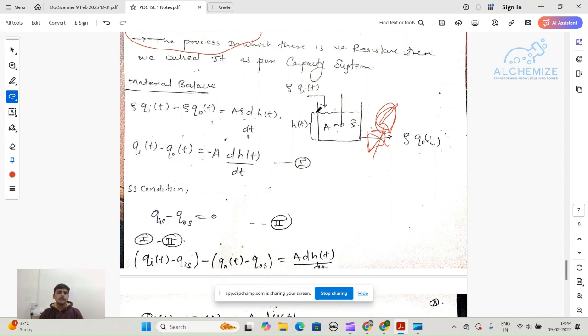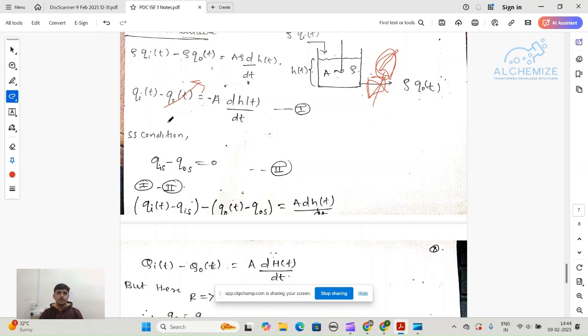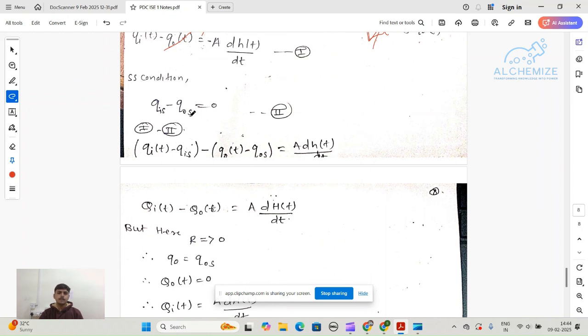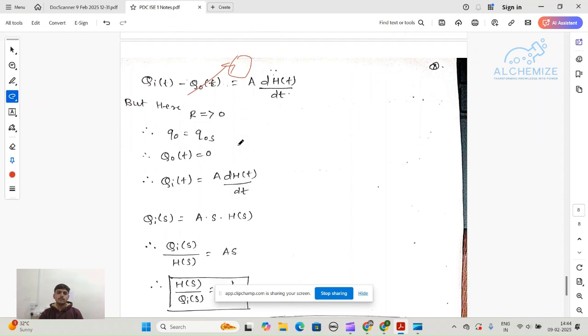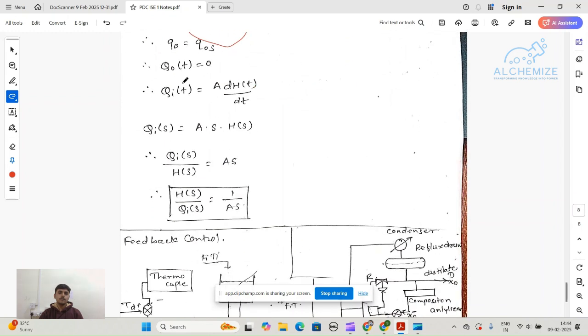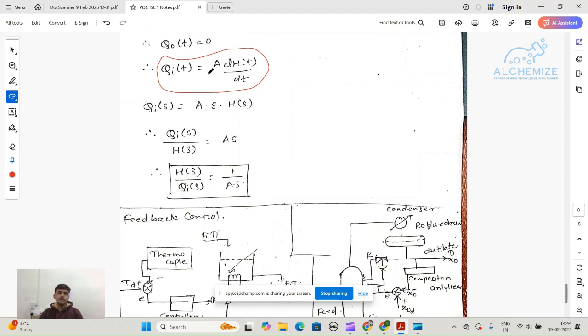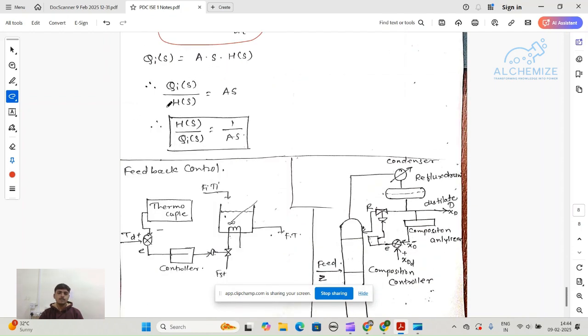Here, no, that is not the case. Since I am going to the unsteady state condition, I have to write the material balance. For steady state condition, it is input minus output. So here this term is going to zero. I already mentioned that the resistance is zero. So the equation becomes this, and if the resistance is zero, then for the pure capacity system the transfer function is 1 by s.